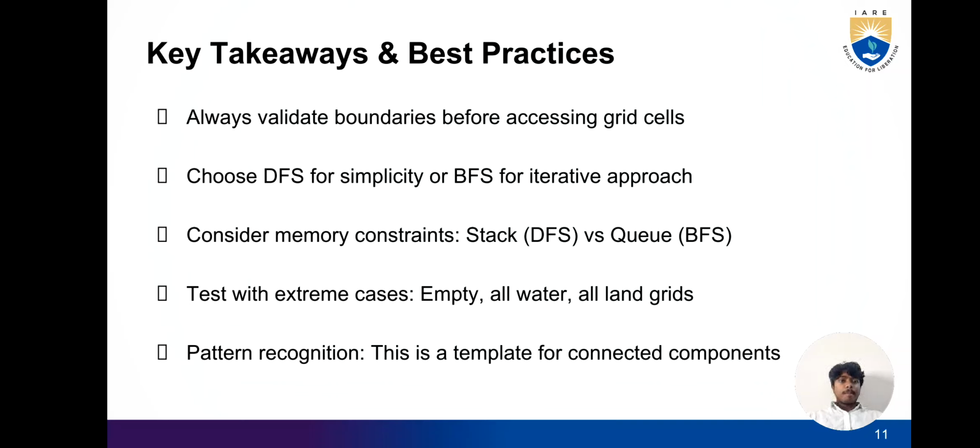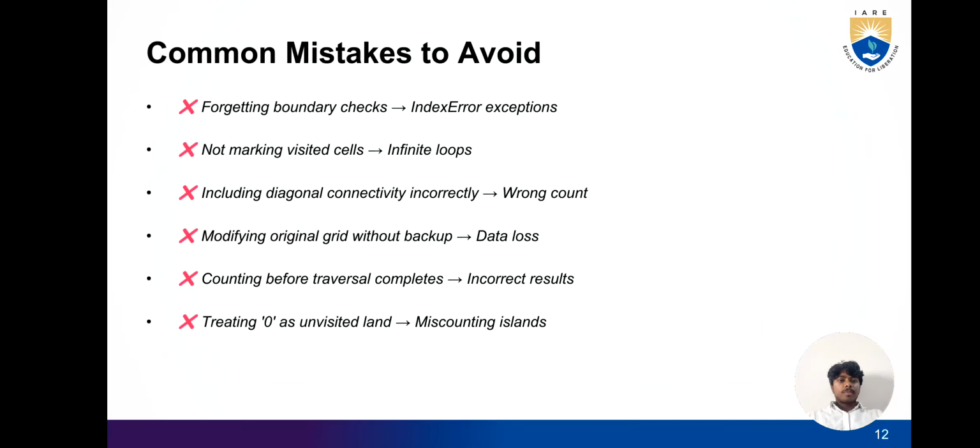Key takeaways and best practices. Always validate boundaries before accessing grid cells. Choose DFS for simplicity or BFS for an iterative approach; you can use either. Consider memory constraints: stack for DFS, queue for BFS. Test with extreme cases: empty, all water, all land. You need to test every case with only water, with no water, no land, and with only land grids. The pattern recognition: this is a template for connected components.